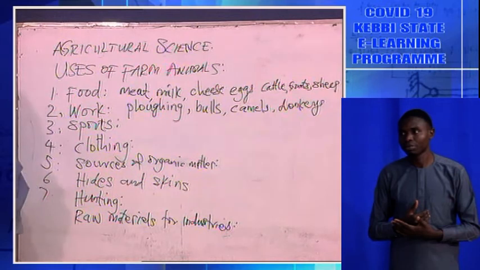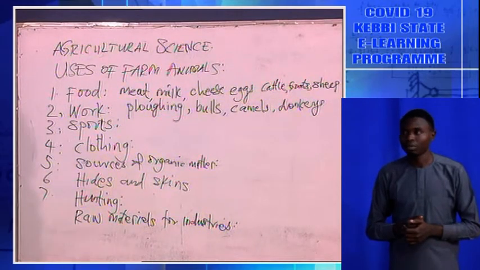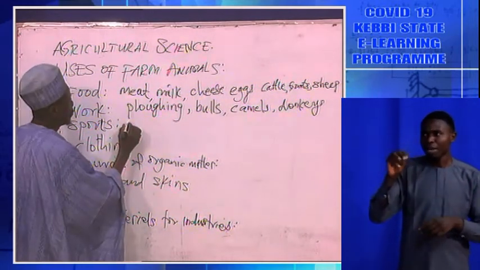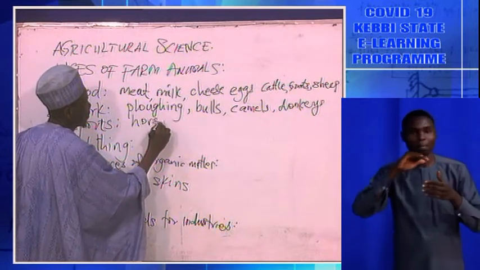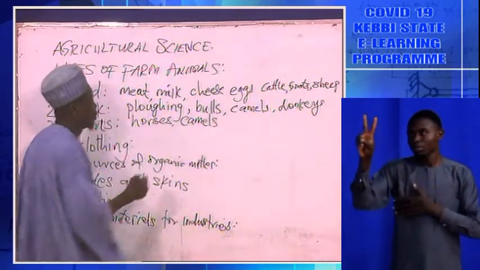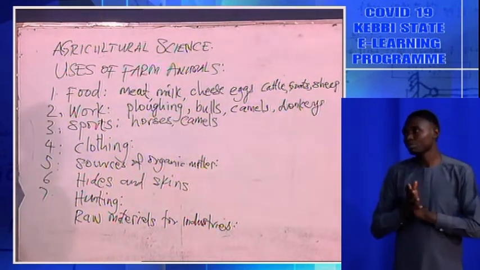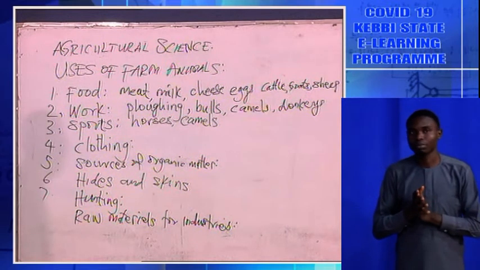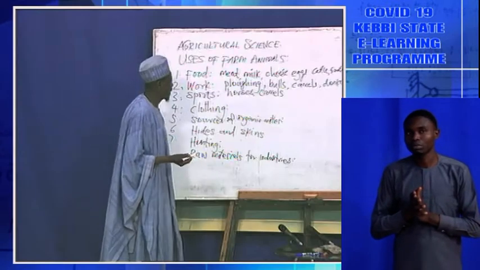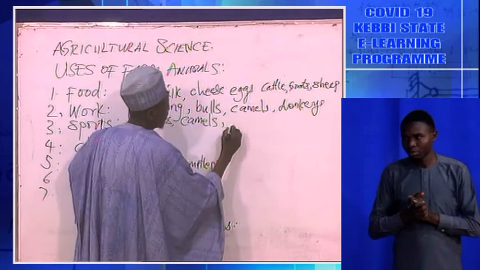Then sports. The next one, sports. What type of animals provide sports for us, or we use in sports? We have, for example, horses, camels. Do we use donkeys in sports? Of course. More examples. All right, donkeys.